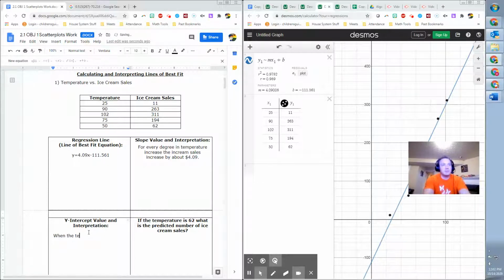So when the temperature is 0, and we're going to assume we're talking about degrees Fahrenheit.